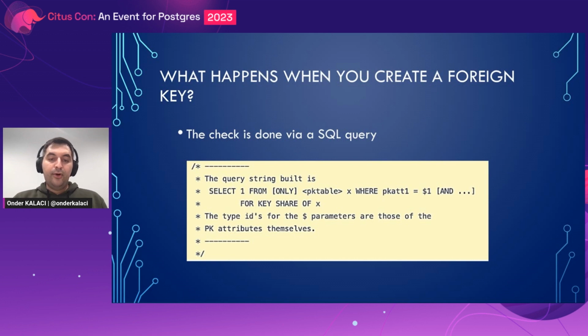It's also adding FOR KEY SHARE. So it's basically also acquiring some locks. This is to ensure that within a transaction, if you see that the row for the reference tuple exists on the reference table, then during your transaction you will ensure that no one can delete or update that tuple before your transaction ends.